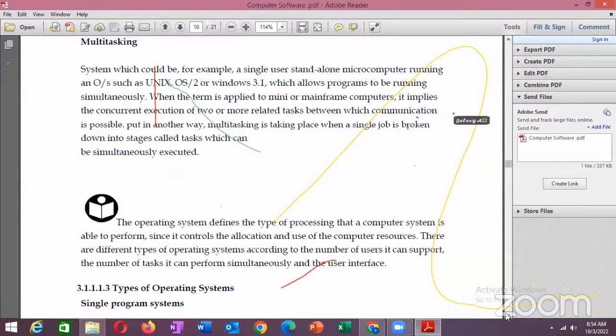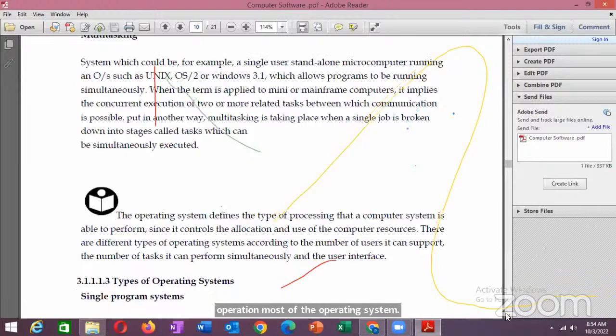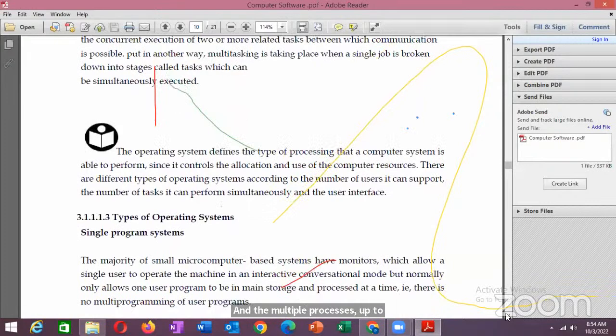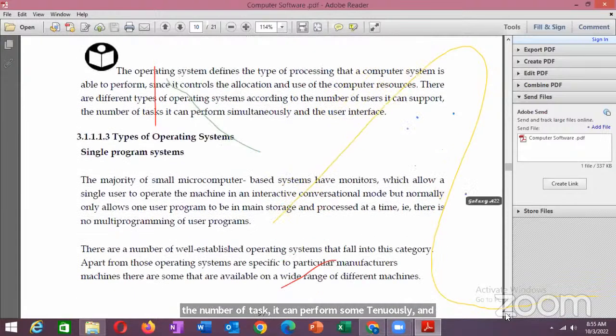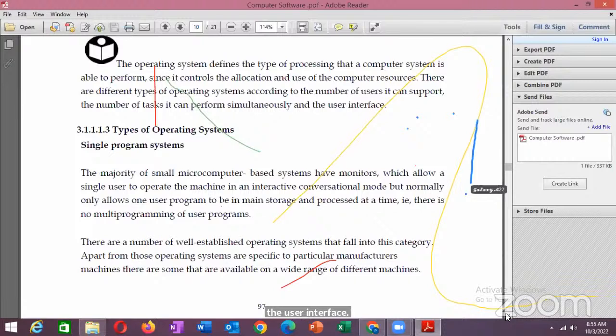So it's very important that you understand those operation modes of the operating system. It's very key. So the operating system defines the type of processing that a computer is able to perform, since it controls the allocation and use of the computer resources. There are different types of operating systems according to the number of users it can support, the number of tasks it can perform simultaneously, and the user interface. So the types of operating systems.